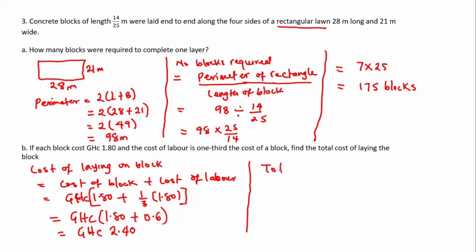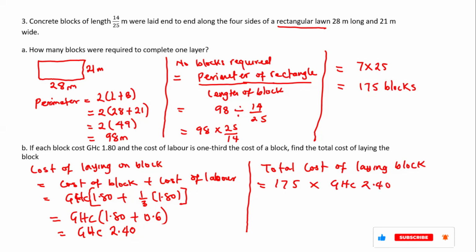So the total cost of laying the blocks will be, now we have 175 blocks, so 175 times 2.4 Ghana cedis, and that gives us what? That gives us 420. So 420 Ghana cedis is required to lay the blocks.